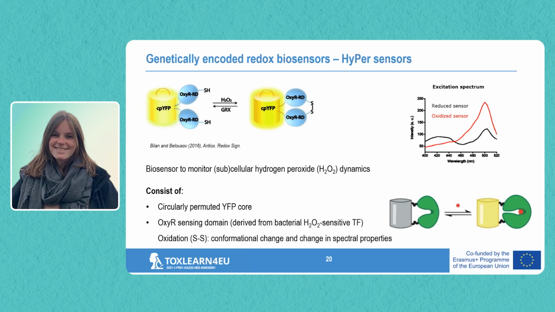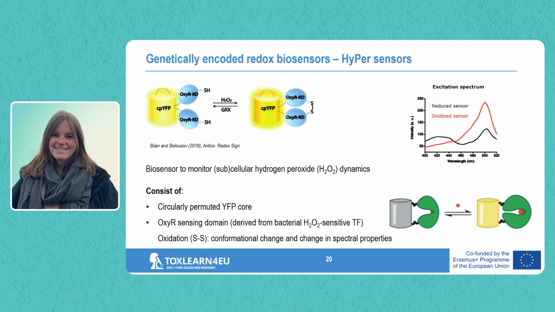So here on the y-axis, you always see the fluorescence intensity, so the fluorescence emission at, I think it's 530 nanometers. And here you see on the x-axis, the excitation wavelength that was used to obtain the fluorescence emission. And then here you can see the spectrum for the reduced sensor in black. So you see that there is a peak here around 500 nanometers and a second peak around 420 nanometers.